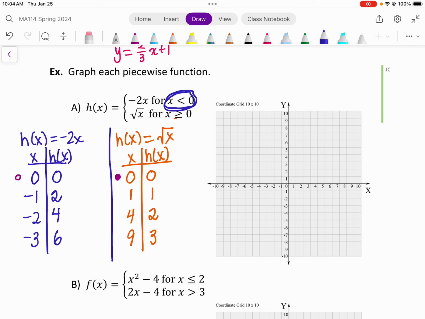So 0, 0, first of all, for my blue function, has an open hole. And then negative 1, 2, negative 2, 4, negative 3, 6. All right. It says x is less than 0, so this continues going to the left. So go beyond the points you have to the left. Over here, 0, 0 is my starting point. It's closed in. So when you have this tug of war, one's open and one's closed, you're going to be filling it in. And then graph your points.